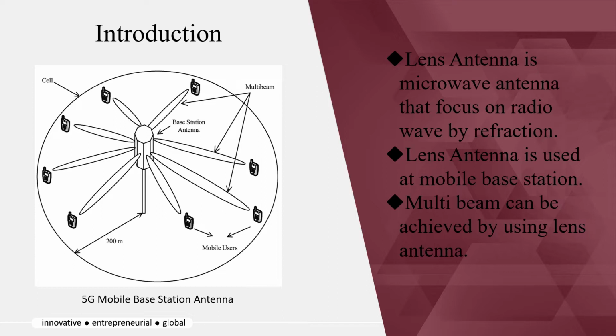An example application of lens antenna is at 5G mobile base stations. Lens antenna is used at 5G mobile base stations due to its multi-beam characteristic and also its high gain value. Besides that, it is also lightweight and compact, which makes it easier to install at mobile base stations.